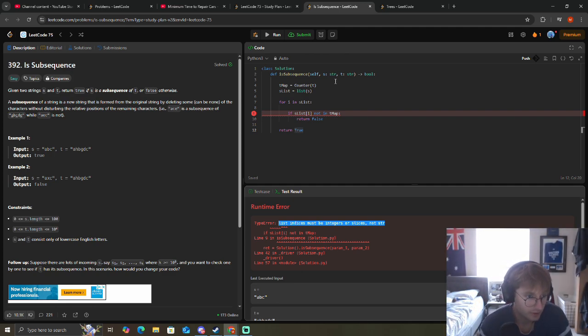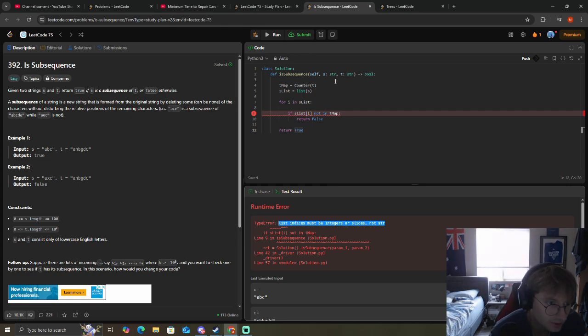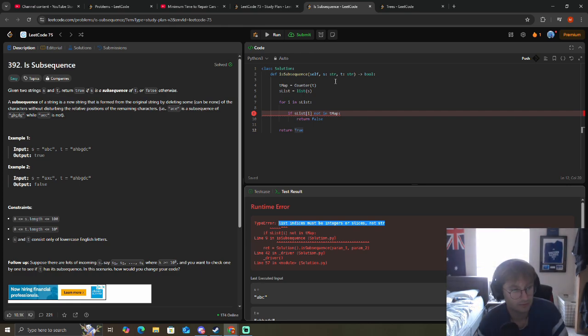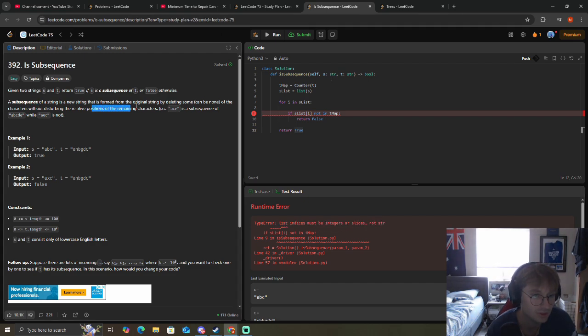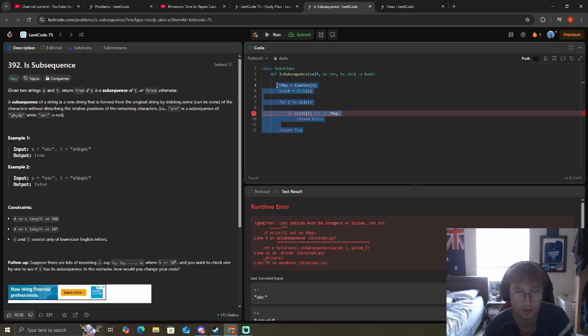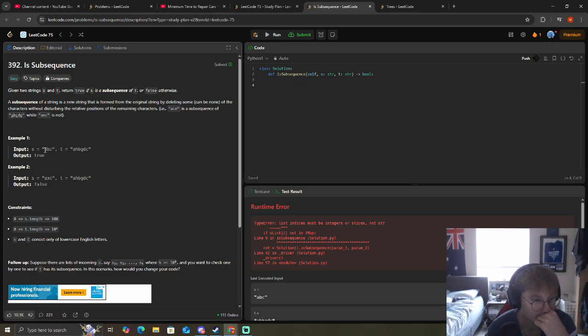A subsequence is a string formed by deleting some of the characters without disturbing the relative positions of the remaining characters. Ace is a subsequence of... Okay, so we're maintaining the relative positions of the remaining characters. Okay, well, that makes it a little different then. This won't work. I didn't really think about that.